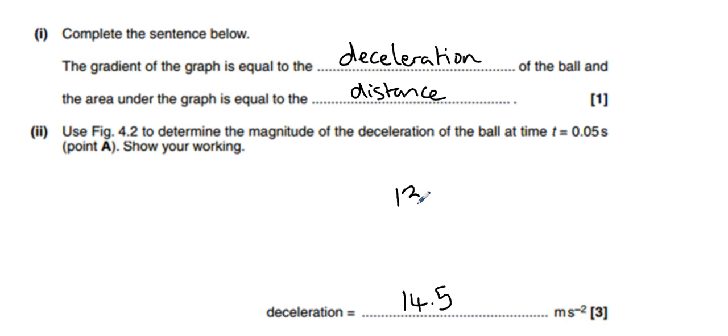Okay, the mark scheme is giving a range of 13 to 17. So if you get a gradient that's less than 13 or greater than 17, you won't get the mark. That just means you haven't quite drawn your tangent right. Okay, so moving on to the next part.